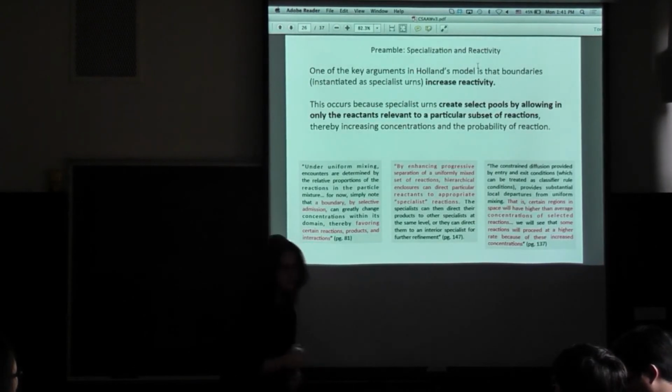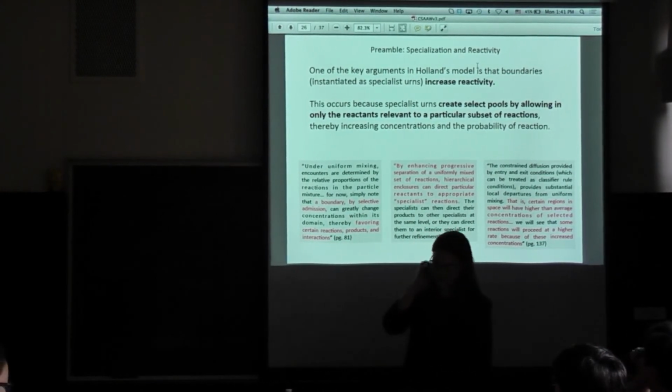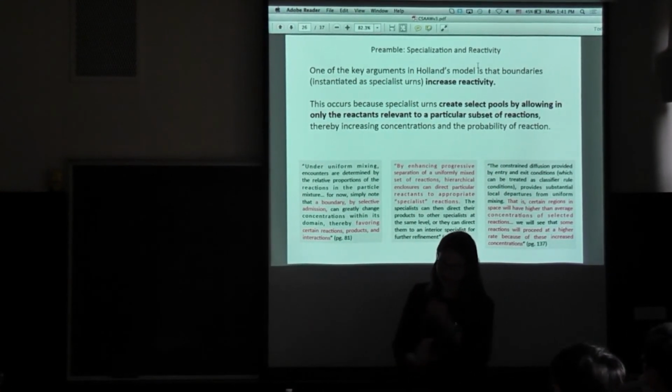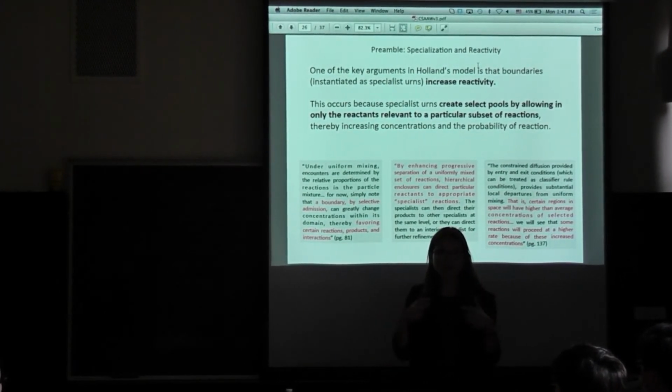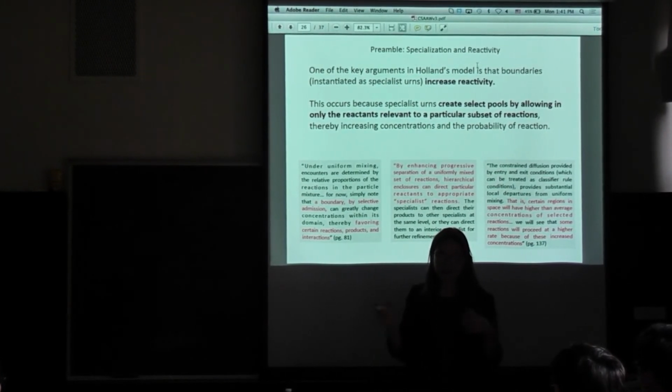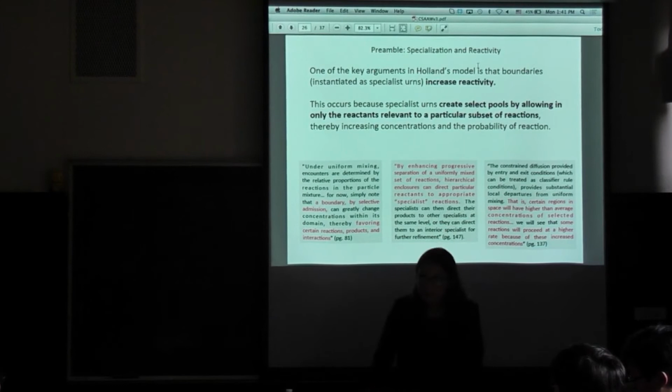So here are the experiments. Here's a little bit of a preamble. One of the key arguments in Holland's model is that boundaries instantiated as specialist urns increase reactivity. This occurs because urns create select pools by allowing only the reactants that can interact within them, relevant to a particular subset of reactions, thereby increasing the concentrations of those reactants and the probability of the reaction occurring. And then there are some quotes at the bottom that I basically just summarized.